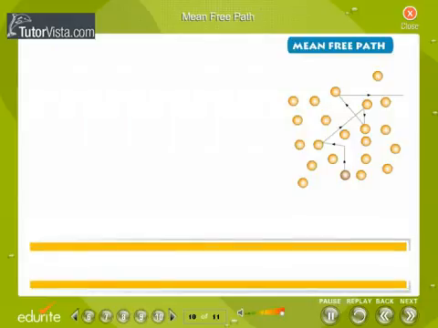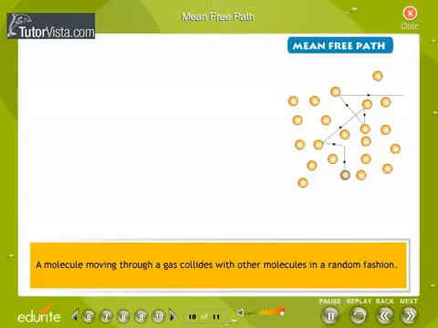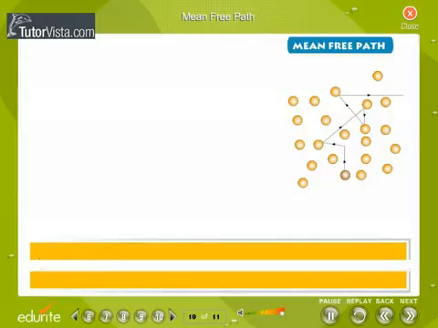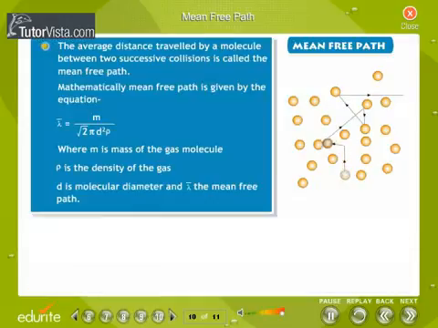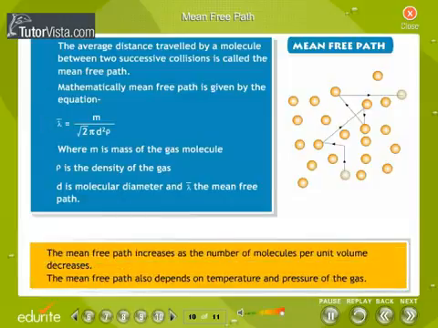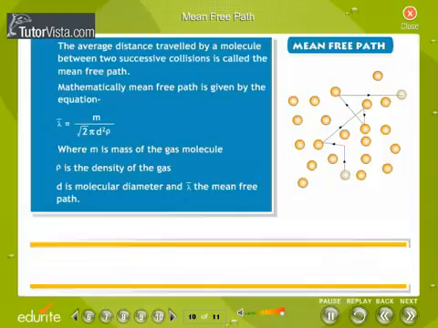Mean free path. A moving molecule collides with other molecules in a random fashion. The average distance traveled by a molecule between 2 successive collisions is called the mean free path. Mathematically, mean free path is given by the equation. The mean free path increases as the number of molecules per unit volume decreases. The mean free path also depends on temperature and pressure of the gas.